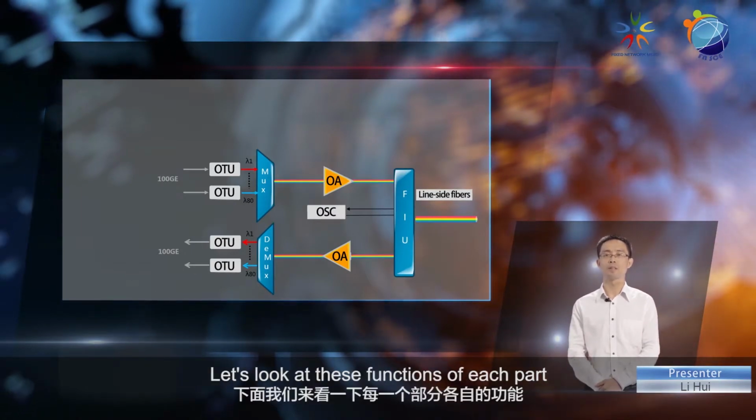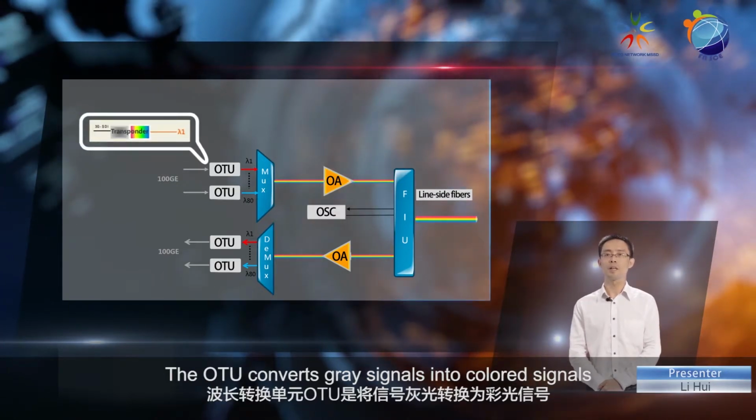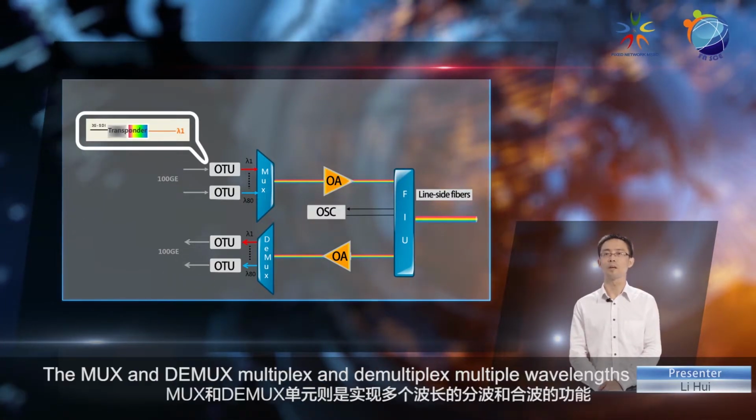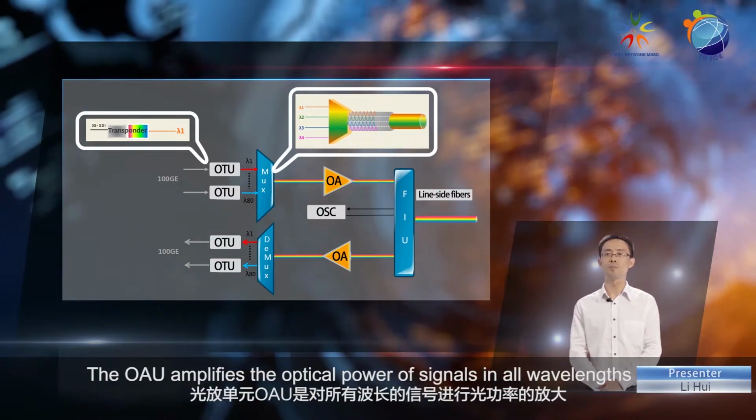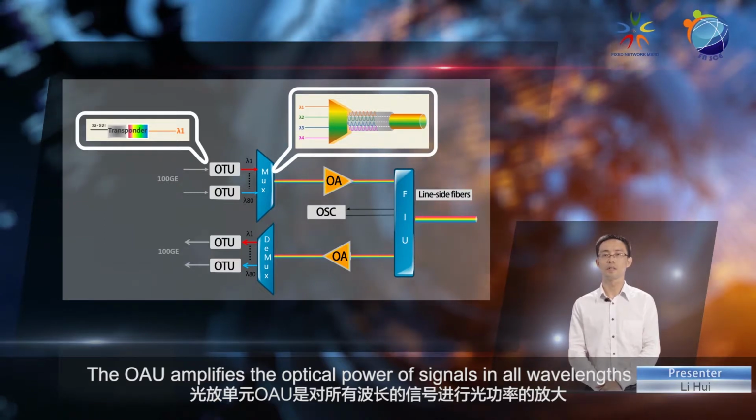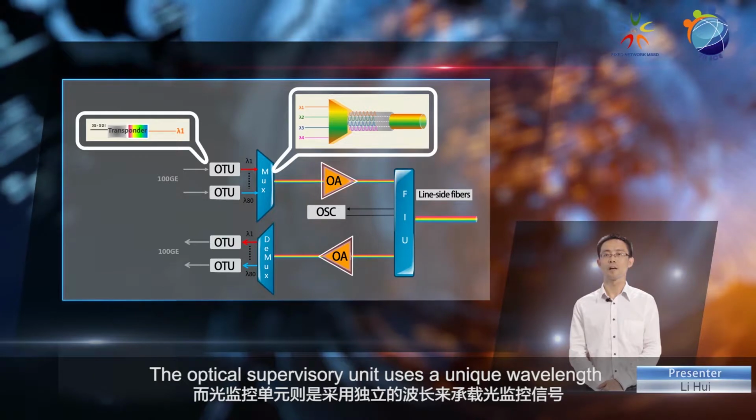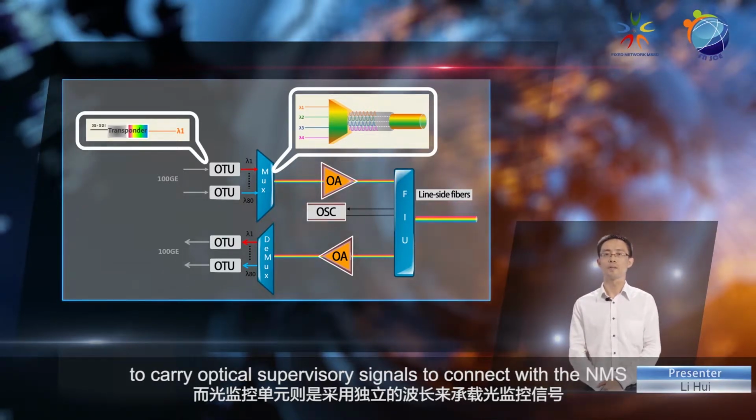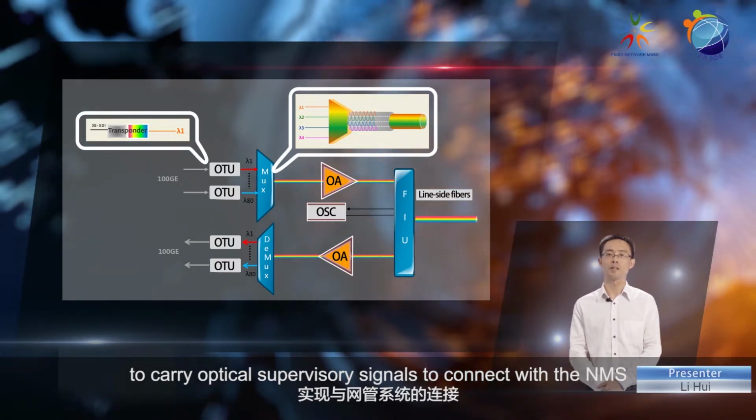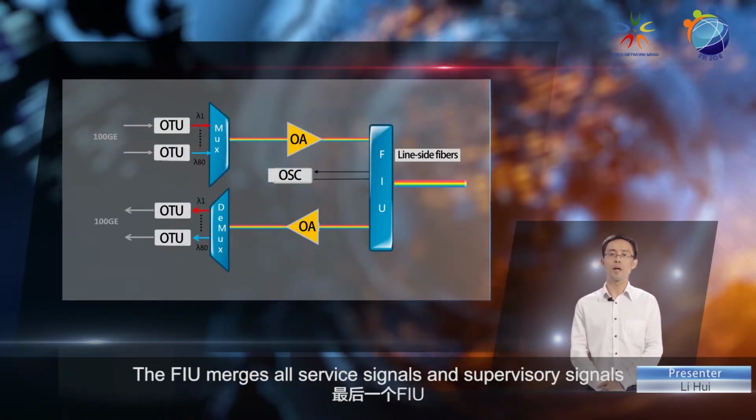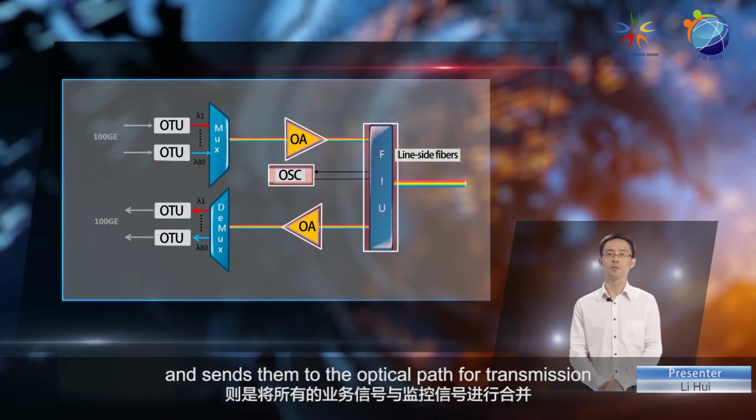Let's look at the functions of each part. The OTU converts gray signals into colored signals. The MUX and DMUX multiplex and demultiplex multiple wavelengths. The OAU amplifies the optical power of signals in all wavelengths. The optical supervisory unit uses a unique wavelength to carry optical supervisory signals to connect with the network management system. The FIU merges all service signals and supervisory signals and sends them to the optical path for transmission.